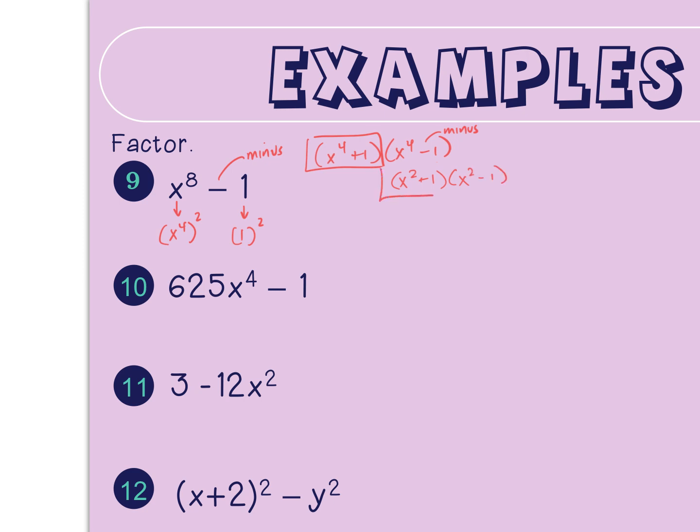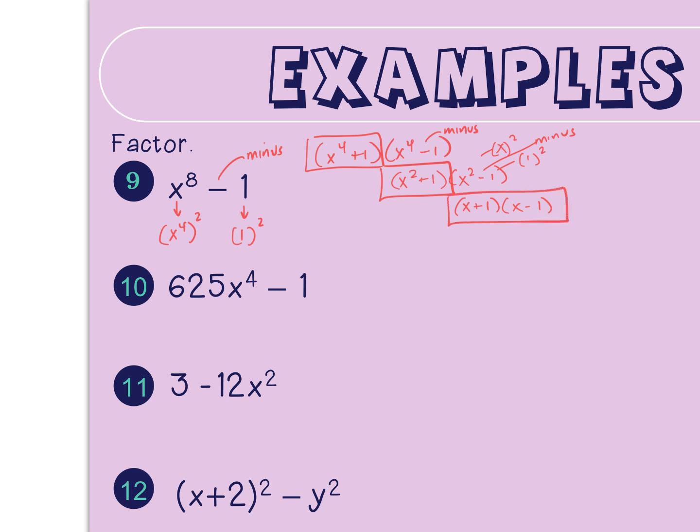And so again here, I've got that, right? But now look, I have this last one. And again, this is x squared. The 1 is 1 squared, and it's a minus. So this one also can be simplified. This ends up being x plus 1 times x minus 1.